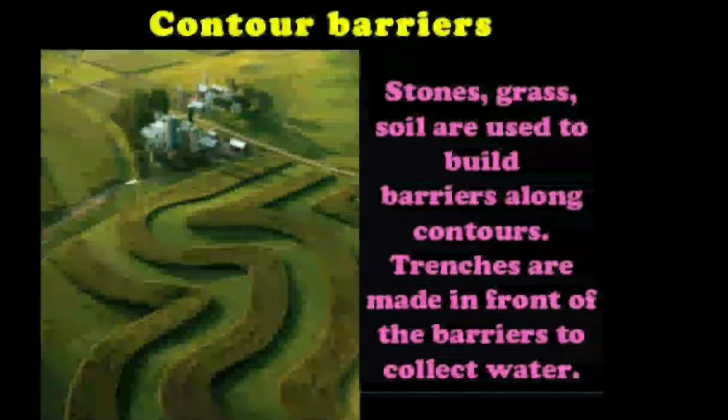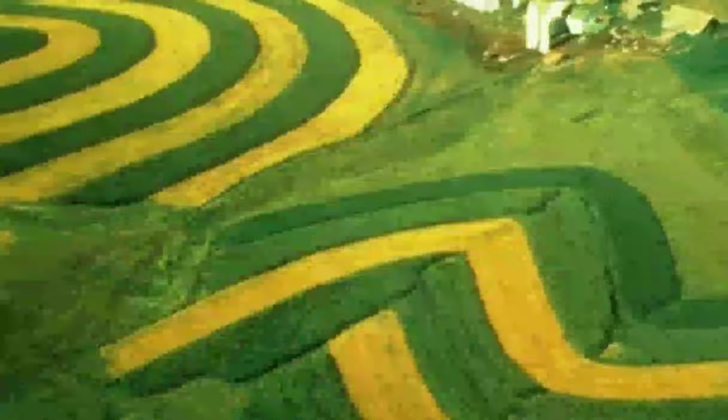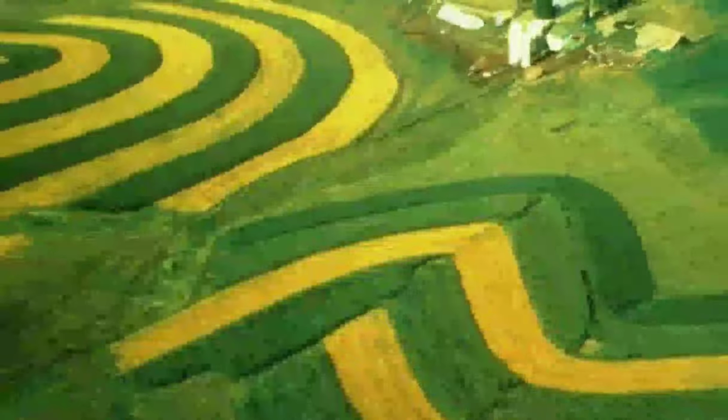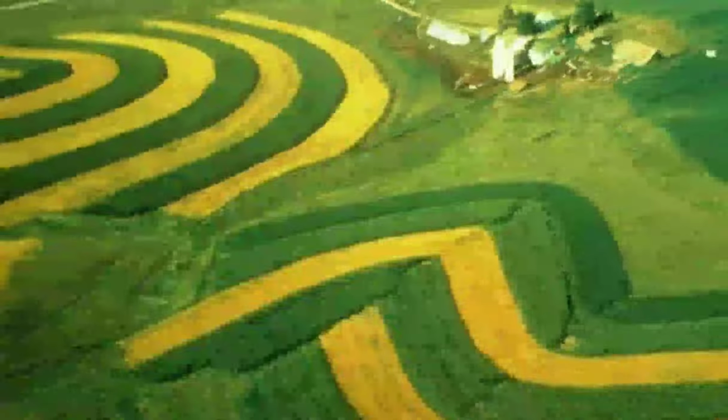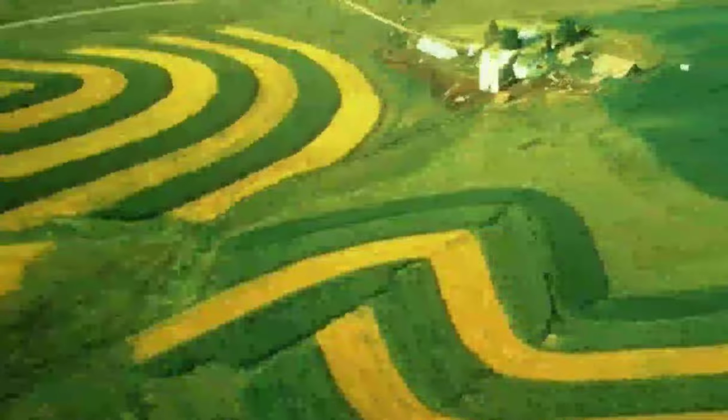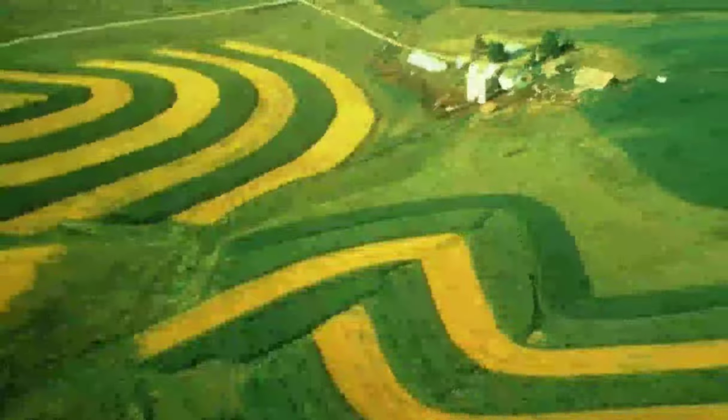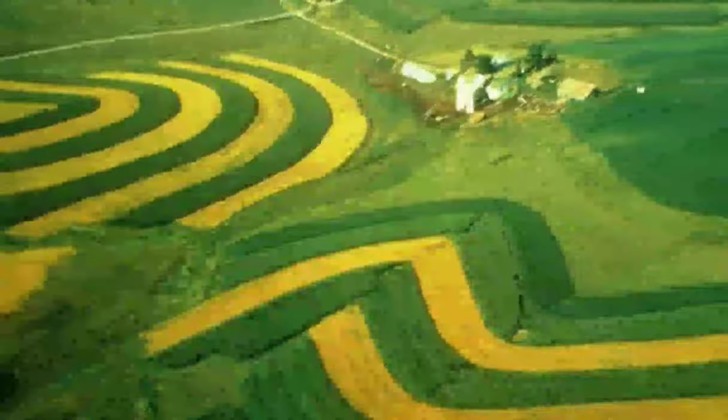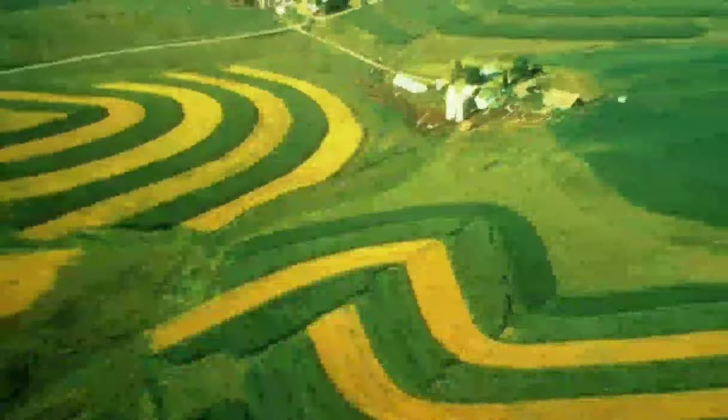Another method is contour barrier. In order to reduce the fast movement of water on slopes, edges of land will be protected by stones, grass or soil itself. Trenches will be created in front of that barrier to collect water and allow it to flow through that particular way alone. As the water goes through a particular place alone, it reduces soil erosion.